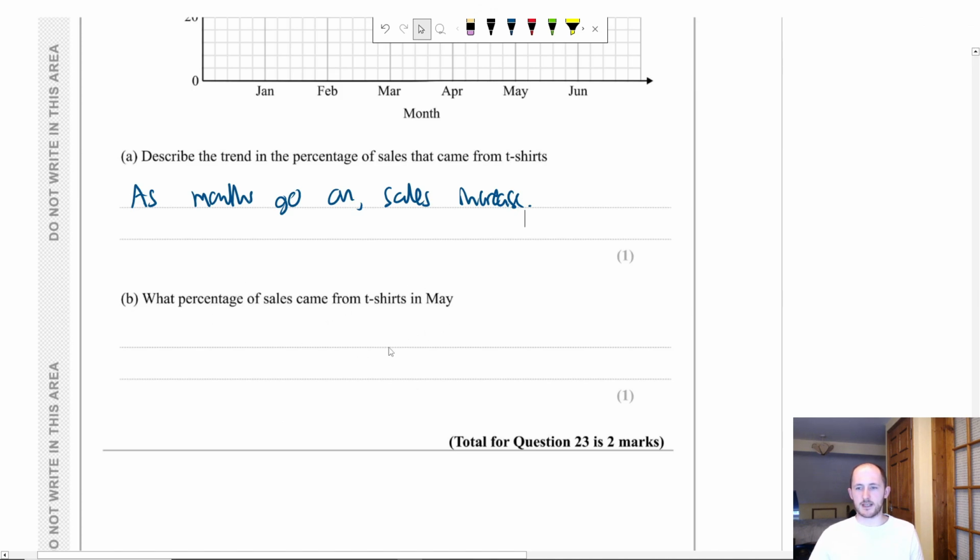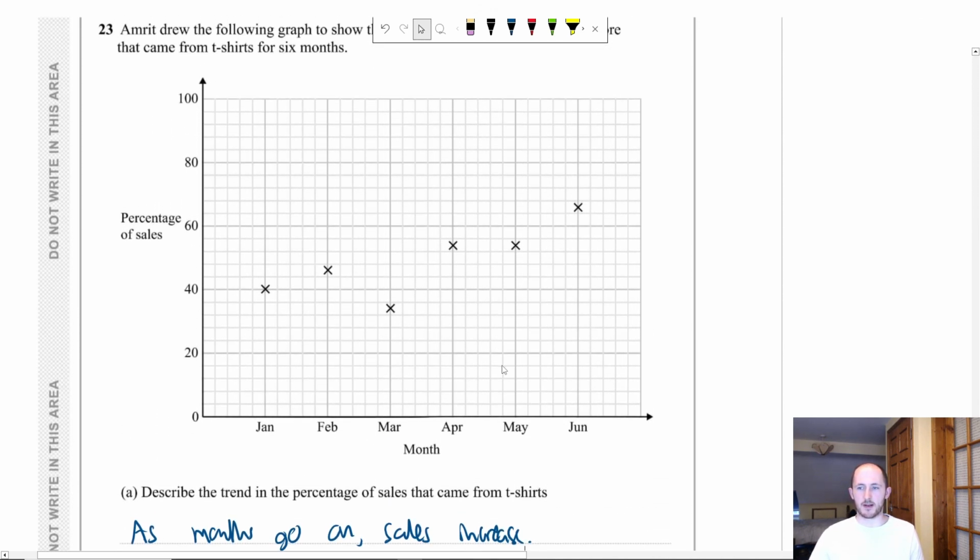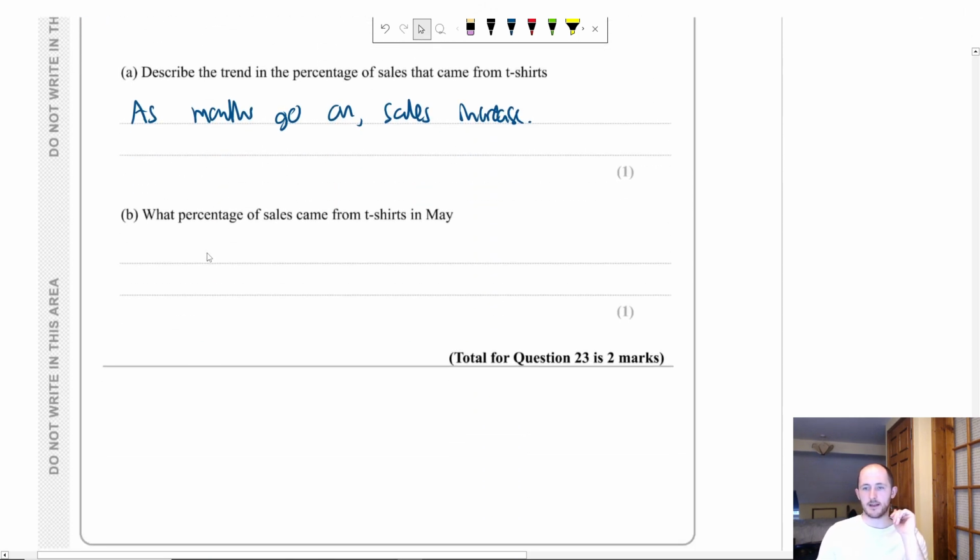What percentage of sales came from t-shirts in May? Well, this is just testing your ability to read off a graph. So for May, that is this point here, which is midway through these two blocks. So if I look at this, it goes from 0 to 20 in 1, 2, 3, 4, 5 squares, right? So 20 in 5 squares, so that means each square is worth 20 divided by 5, which is 4. So this is going to be 44, 48, 52, and then halfway, so another 2, it'll be 54%. Okay?